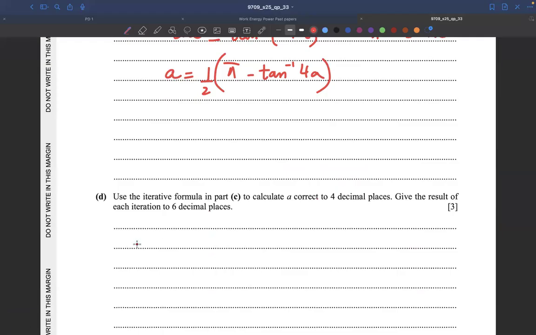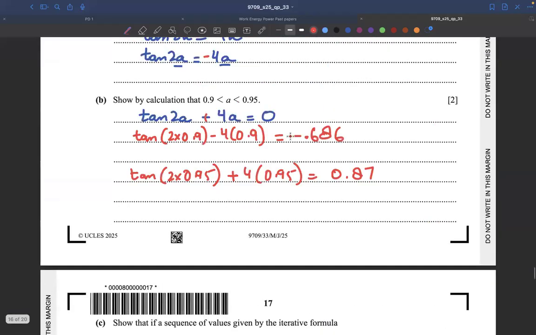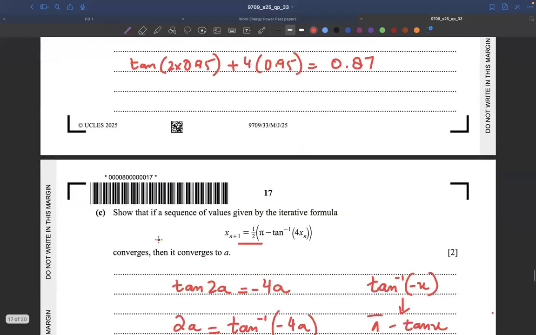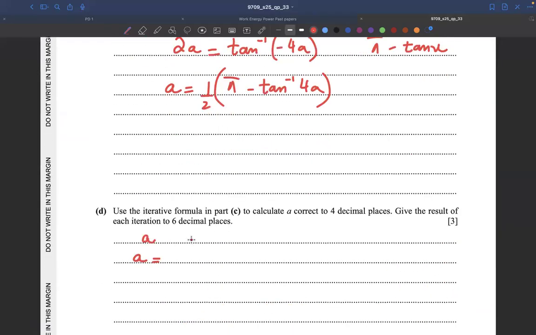Now, this part is the simplest one. We start off with the initial value, and we can take the initial values between 0.9 and 0.95. So let's take the initial value of a as 0.925. So we'll get 1 upon 2 into pi minus tan inverse of 4 into 0.925, and then we'll keep on substituting until we get a constant answer.